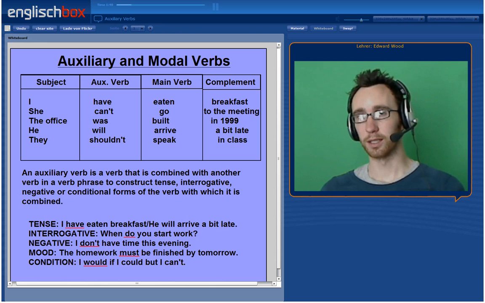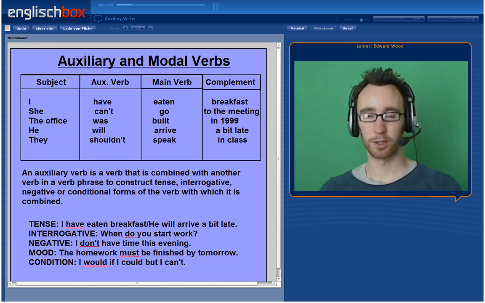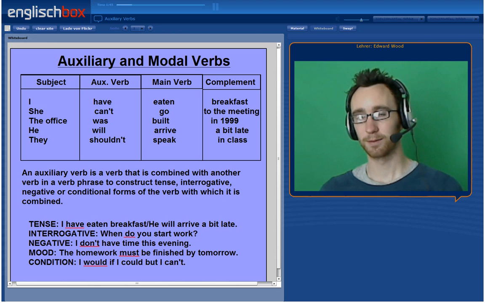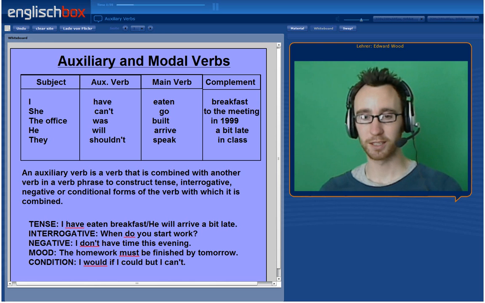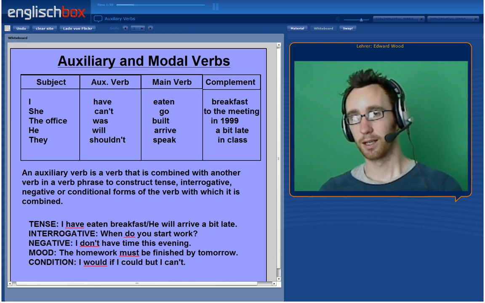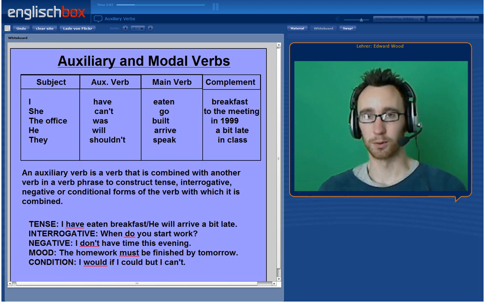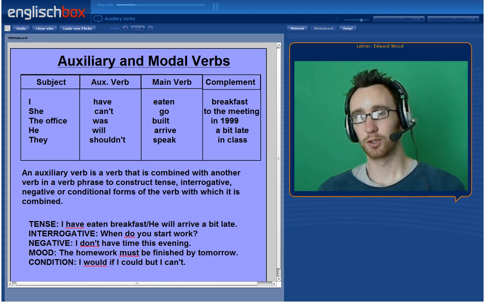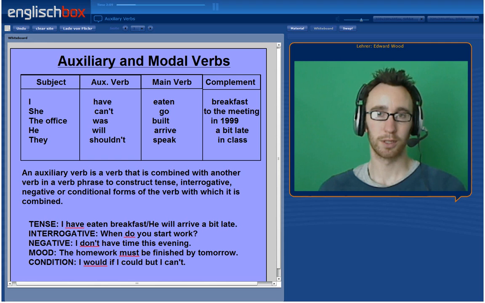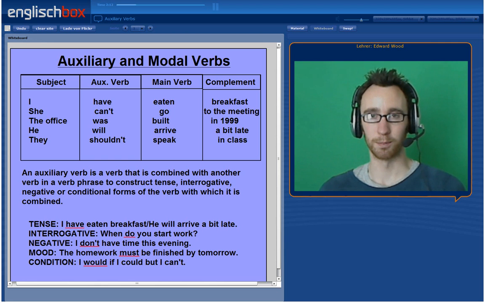Conditional: we use the auxiliary would, or we can also use could, might, or may to talk about a hypothetical situation. And we can also introduce ideas of mood. So here we have the example, the homework must be finished by tomorrow. This is an obligation. We can also use modals such as can, should, and might to express mood. And these modals can function as auxiliary verbs.